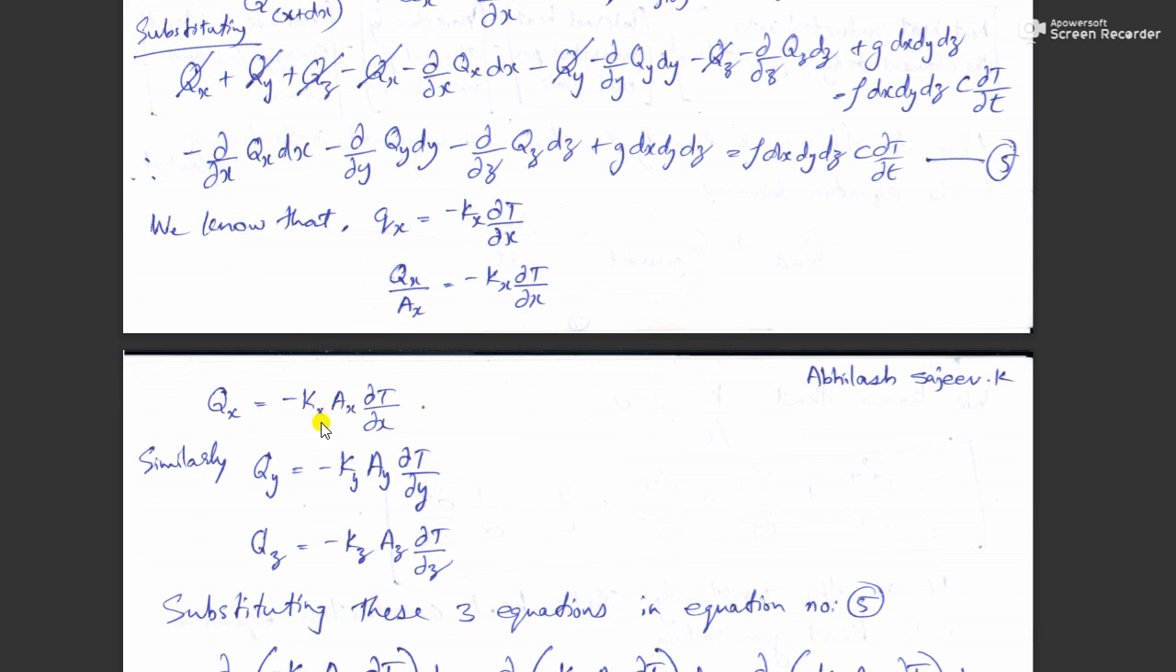Qx is equal to minus kx Ax into dou T by dou x. Similarly, we all know that qy is equal to minus ky Ay dou T by dou y, and qz is equal to minus kz Az dou T by dou z. These terms that we have studied emerge in the derivation of Fourier law. From the Fourier law we obtain these terms. Now we have to substitute these three equations into equation number 5, the previous equation.